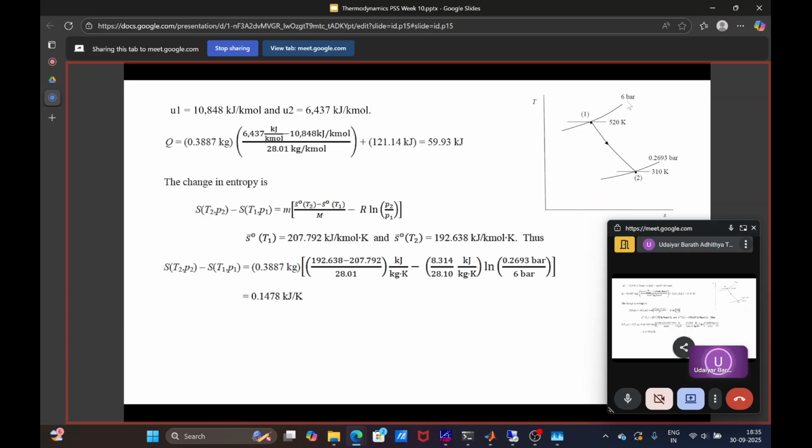So in the TS diagram, this is how it looks. We have two pressure isobars of 6 bar and 0.2693 bar, and we have expansion happening. So from 520 Kelvin we are coming to 300 Kelvin, and there's a reduction in pressure, so there is expansion, and so this is what we get.